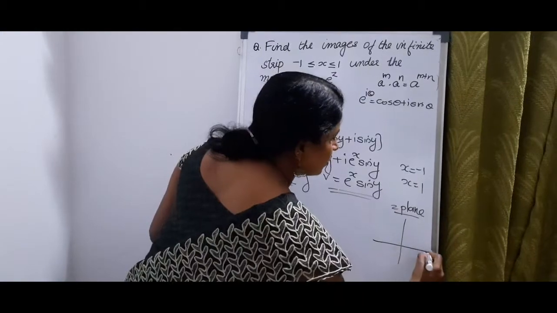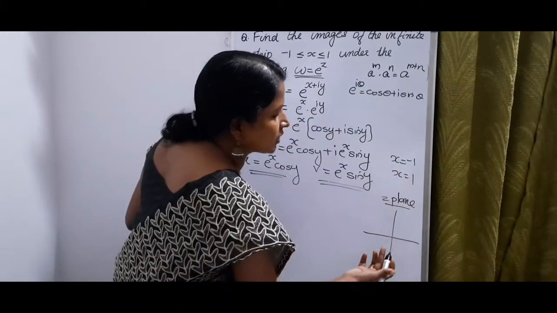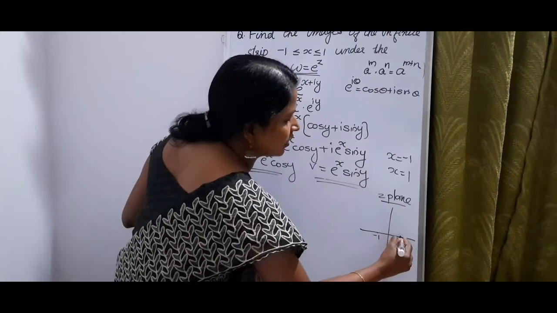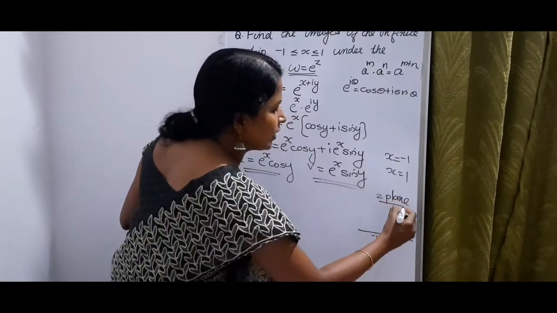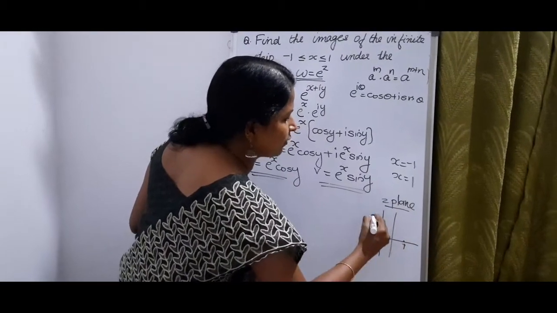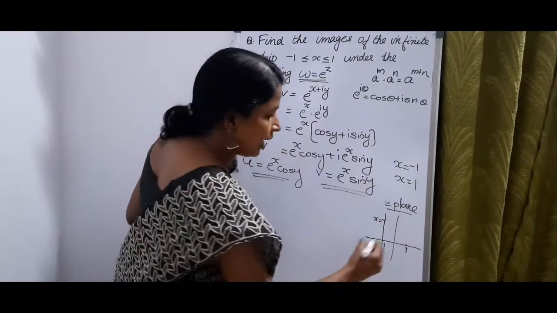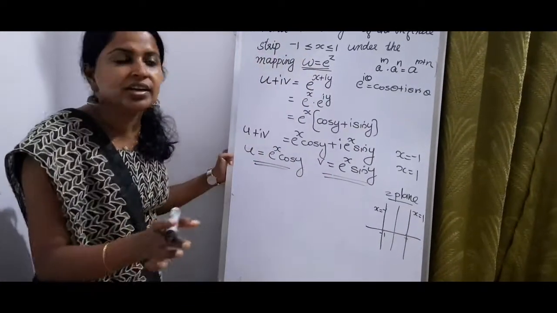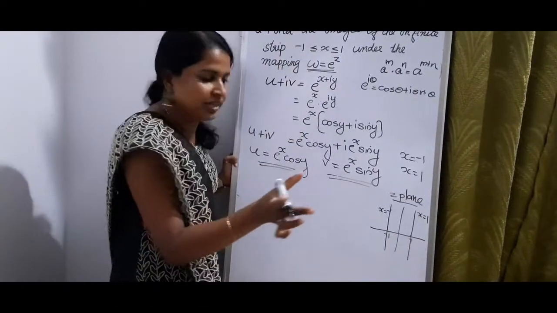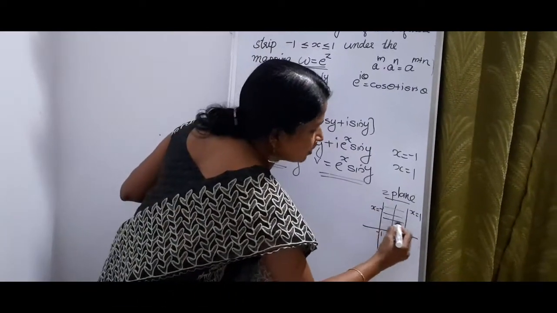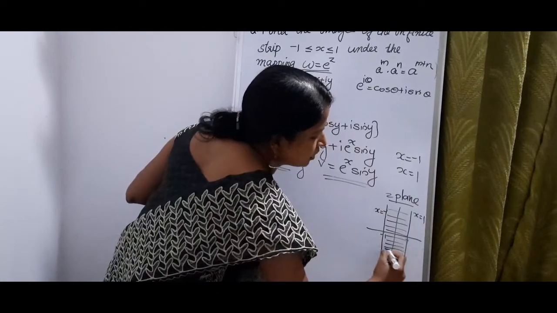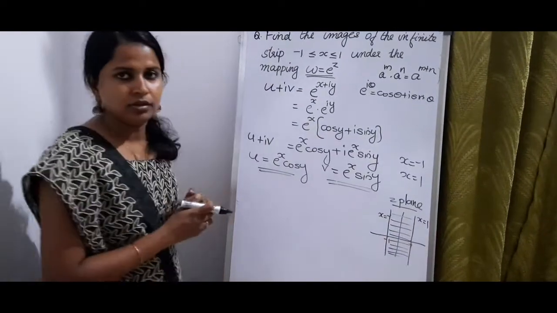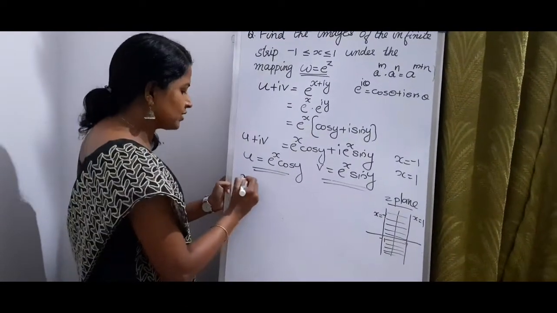So plot the graph. x = -1 is here, 1 is here. So x = -1 is parallel to the y-axis. This is x = -1 and this line is x = 1. The strip -1 ≤ x ≤ 1 means the portion between these two lines, x = -1 and x = 1. So first we take the value x = -1.